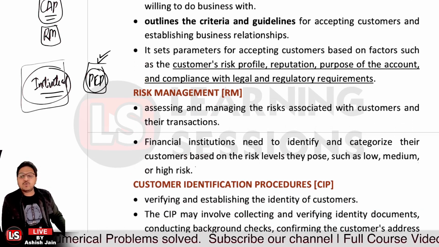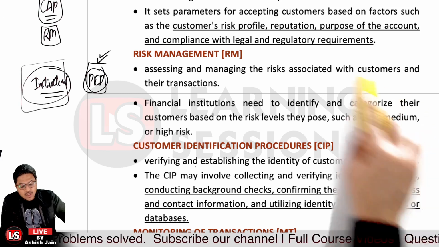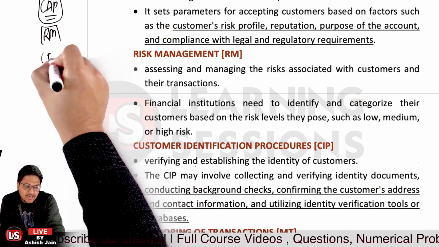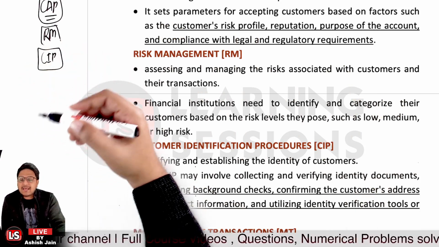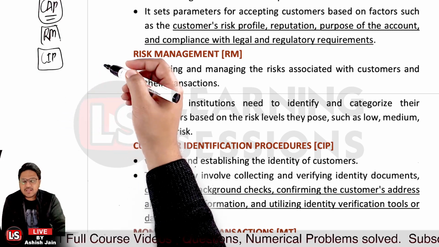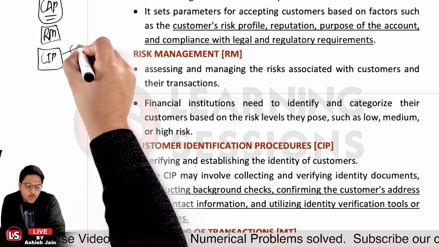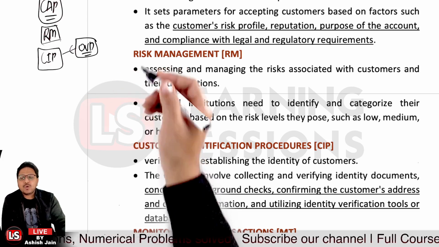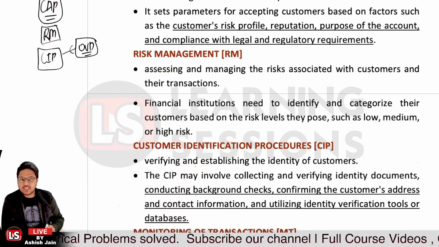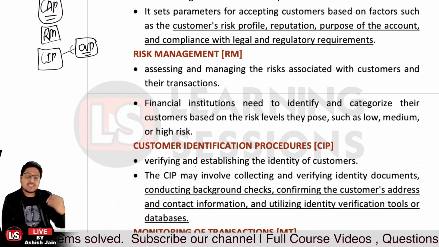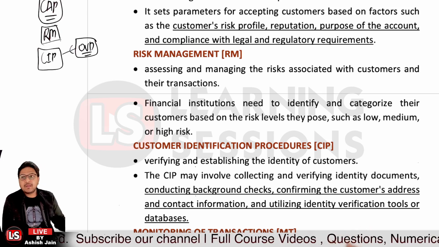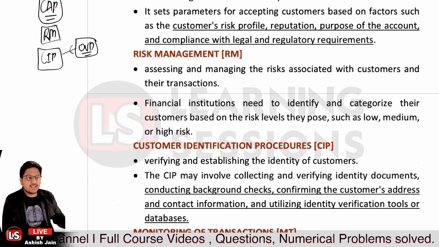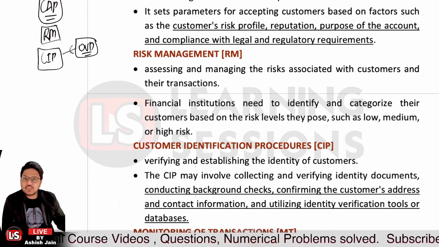And the third pillar is related to CIP, that is, the customer identification procedure. When we are talking about CIP, we are concerned about establishing and verifying the identity of the customer. The customers will be submitting OVDs, that is, officially valid documents, or other prescribed documents. And the banks are to verify and establish the identity of the customer. They must be doing the background check. They can ask for any supplementary information, check the contact information, and utilize identity verification tools or other databases. That's the customer identification procedure.